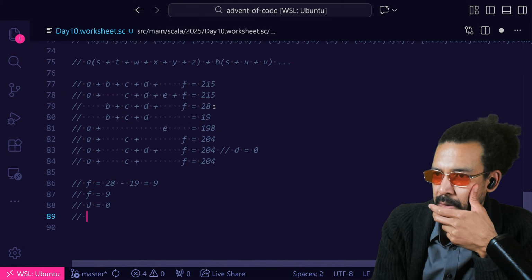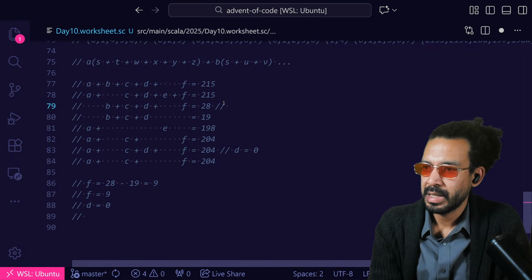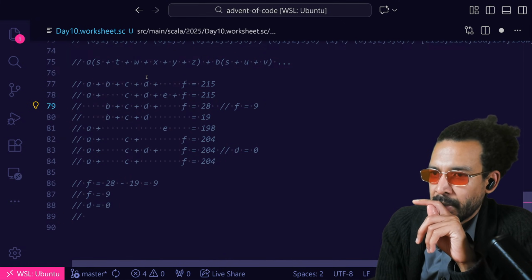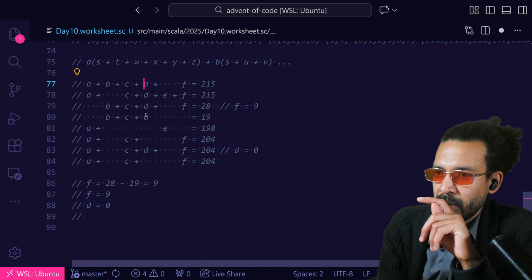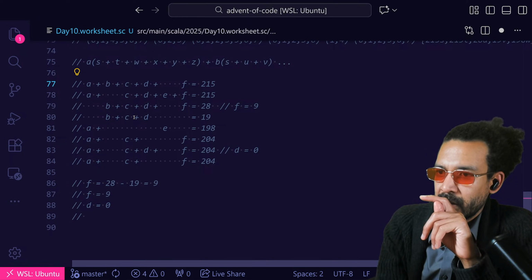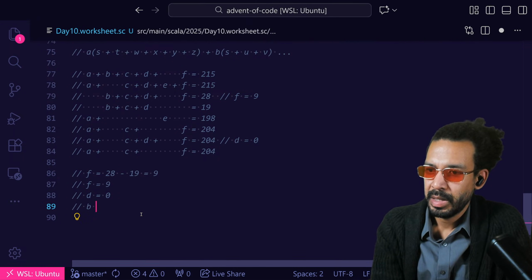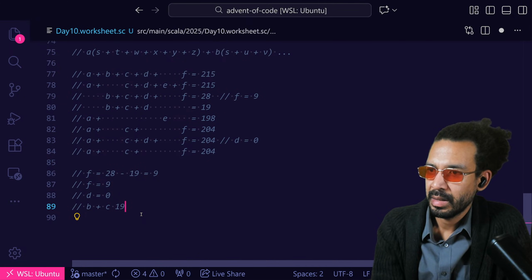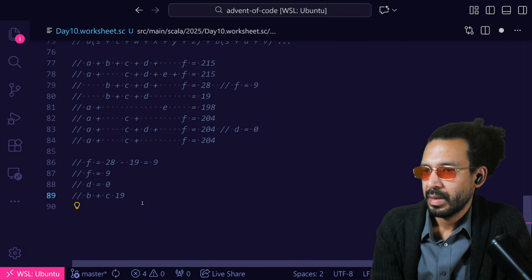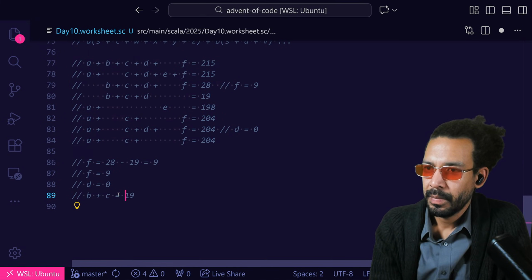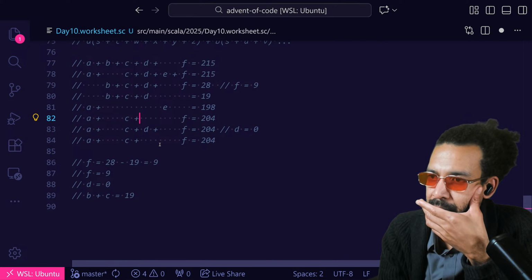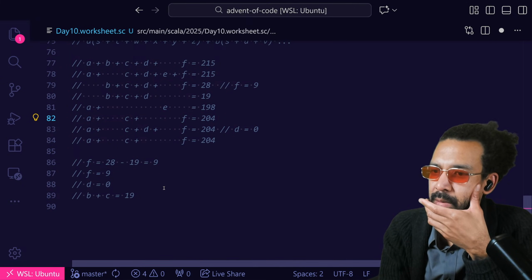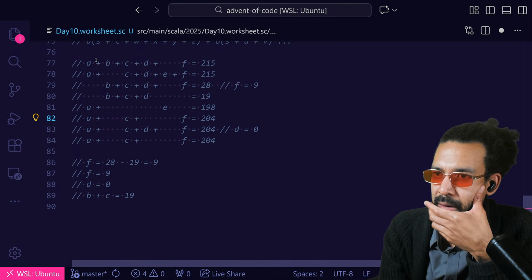Okay, what's the one that gave us F equals 9? This one implies F equals 9. Okay, now if D is 0, then which of these? So B plus C then is 19. That might be helpful. We still have A plus C plus F is 204.